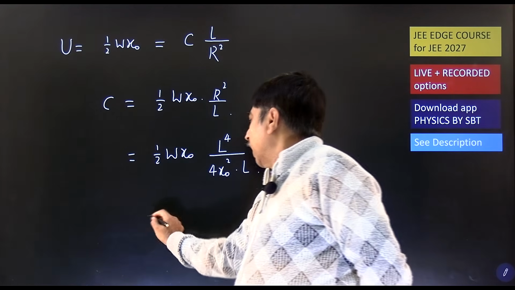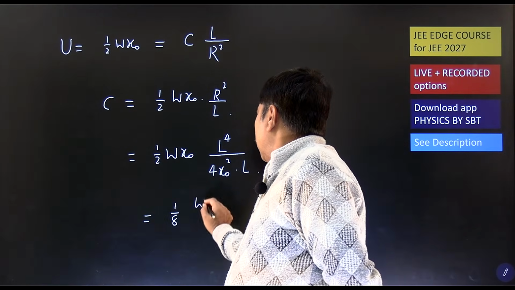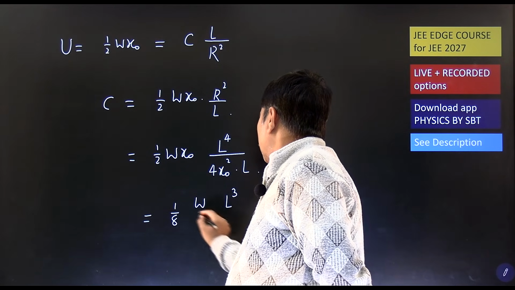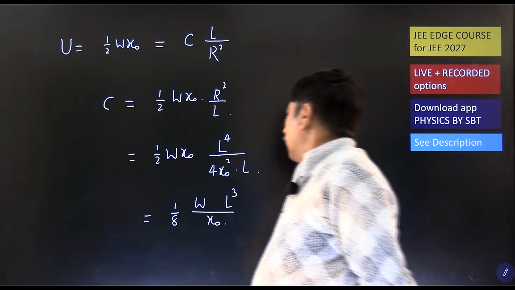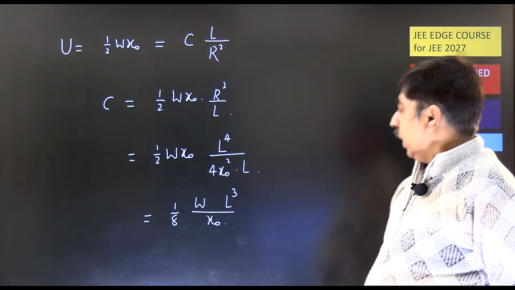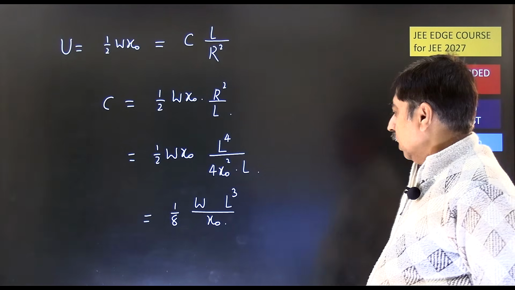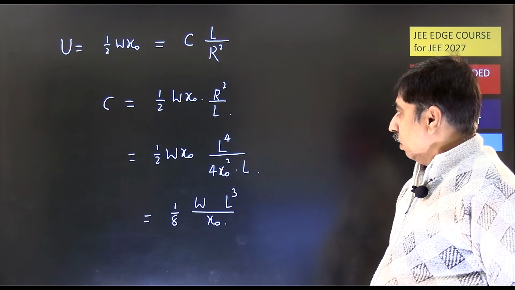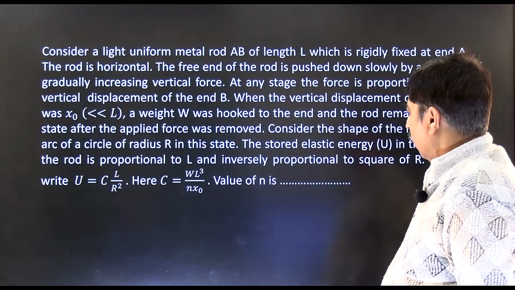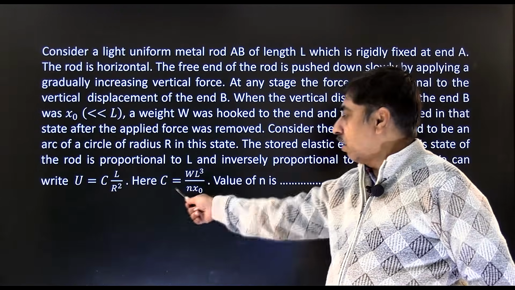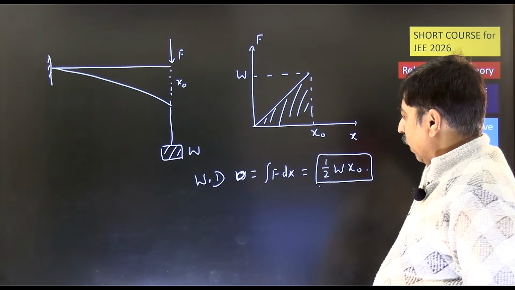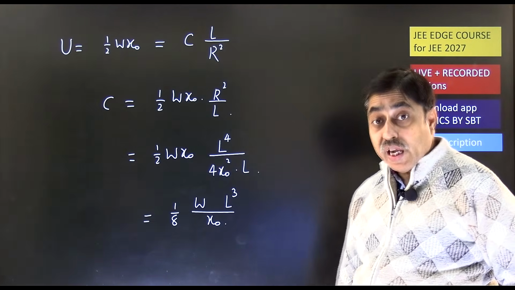So, this becomes 1 by 8 W L cube by x naught. Am I right? W L cube by 8 x naught. And I think this is what was asked in the question. Value of C is W L cube by x naught into n. So, obviously, the right answer is value of n is 8.